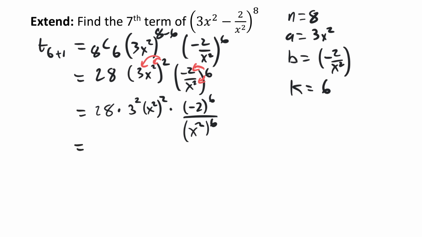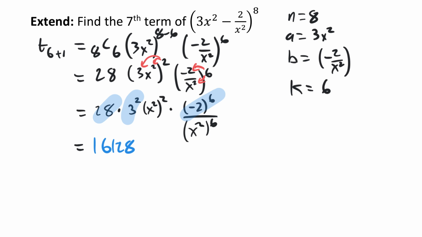Okay, well, we can group these numbers together. We'll group this one, and this one. We'll group all those together. So 28 times 3 squared times negative 2 to the power of 6. That's going to give us 16128.